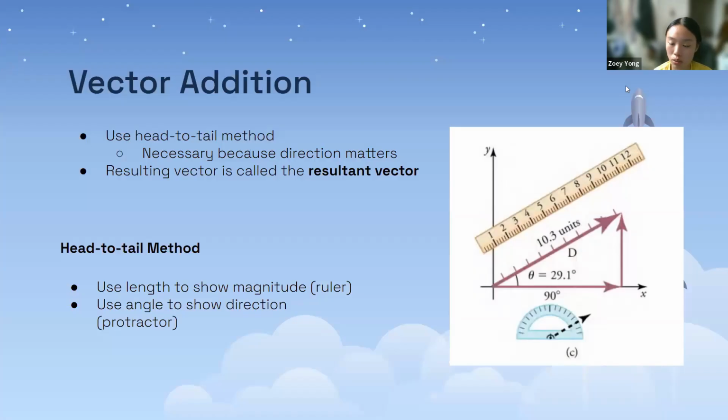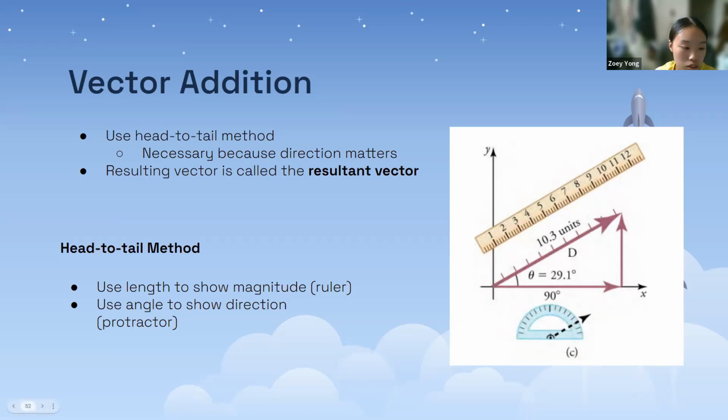So, motion in two dimensions. It's like if you have something moving in one direction and then moving in the other. Because you're changing directions, you'll need to know how to do vector addition. And basically how you do vector addition is you use this thing called the head to tail method. And it's really simple. It's literally just what it's named.